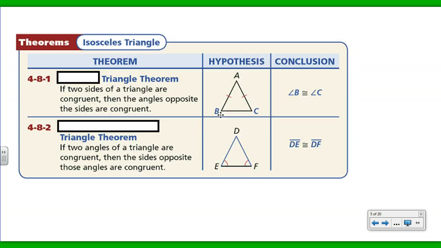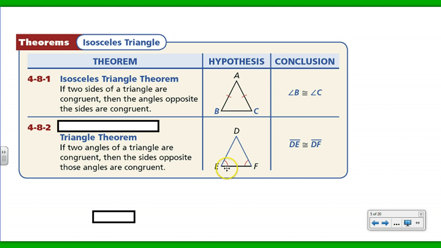We have theorems for our isosceles triangle. This theorem is about angles. Angle B is congruent to angle C. So it is called the isosceles triangle theorem. If 2 sides of a triangle are congruent, then the angles opposite those sides are congruent.